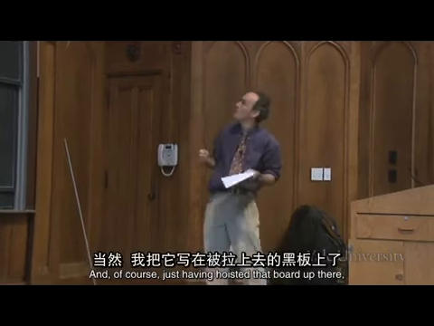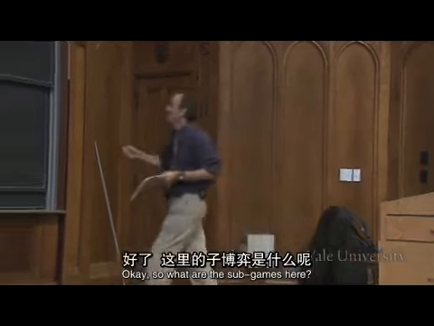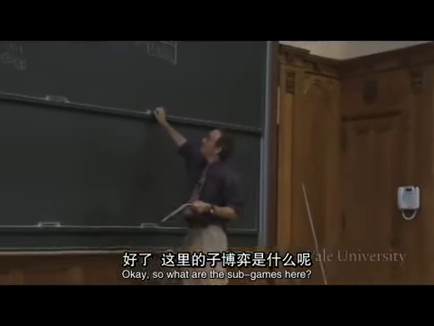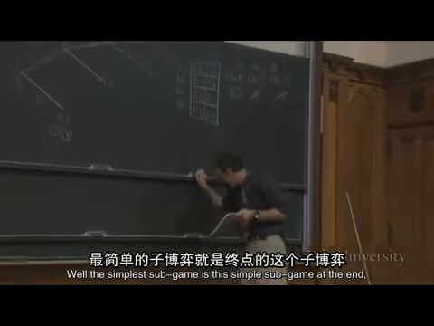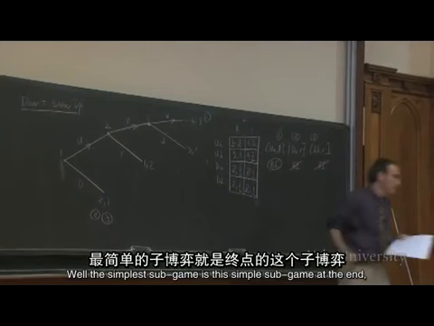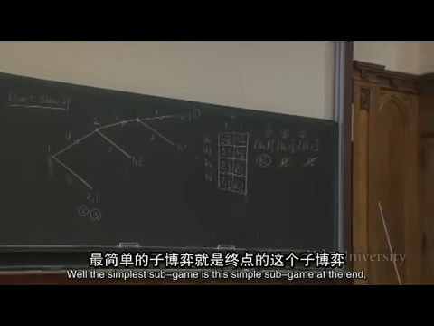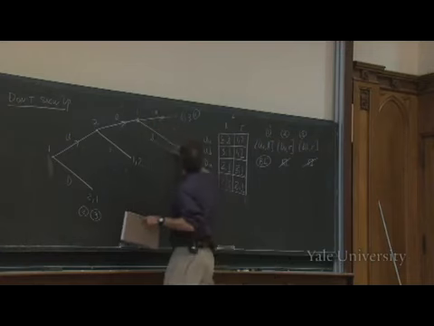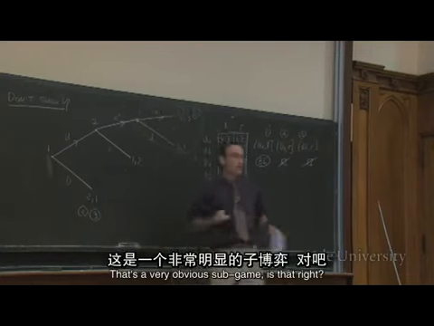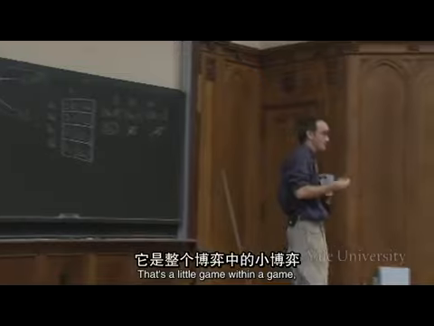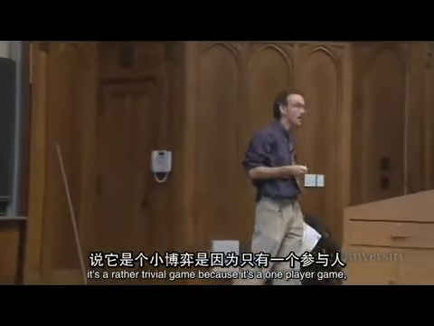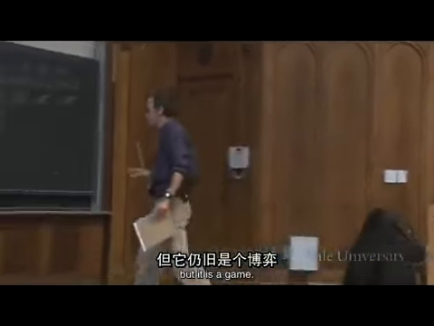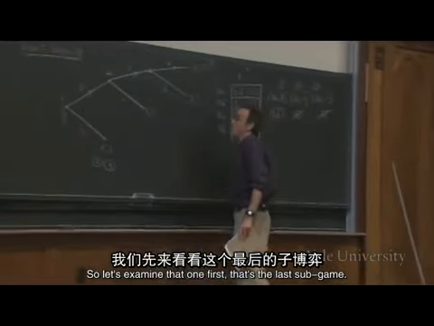And of course, having just hoisted that board up there, I have to hoist it down again. Okay, so what are the subgames here? Well, the simplest subgame is this simple subgame at the end in which player 1 moves. All right, that's a very obvious subgame, is that right? That's a little game with a game. It's a rather trivial game because it's a one-player game, but it is a game. So let's examine that one first. That's the last subgame.